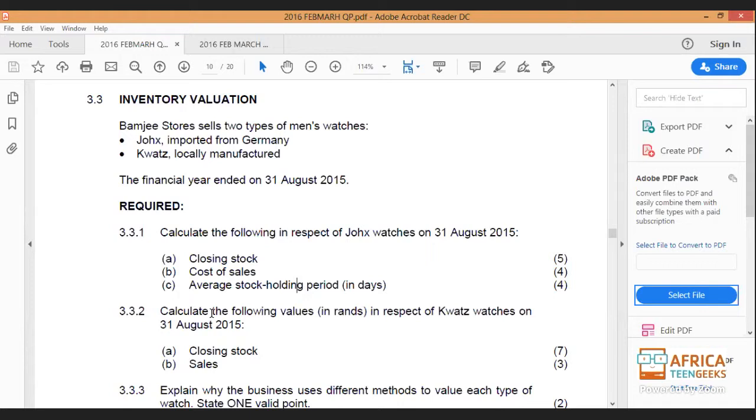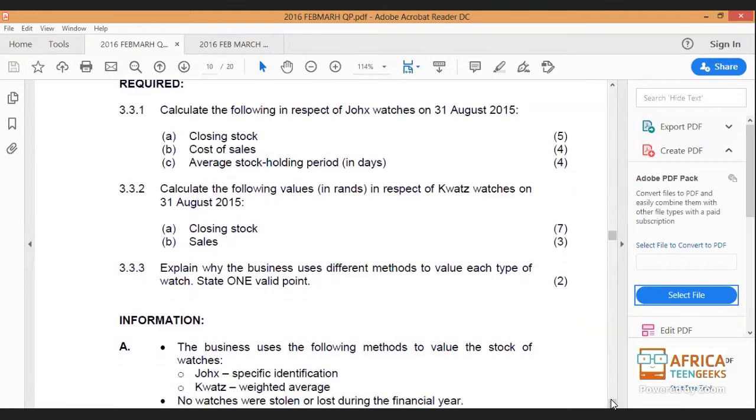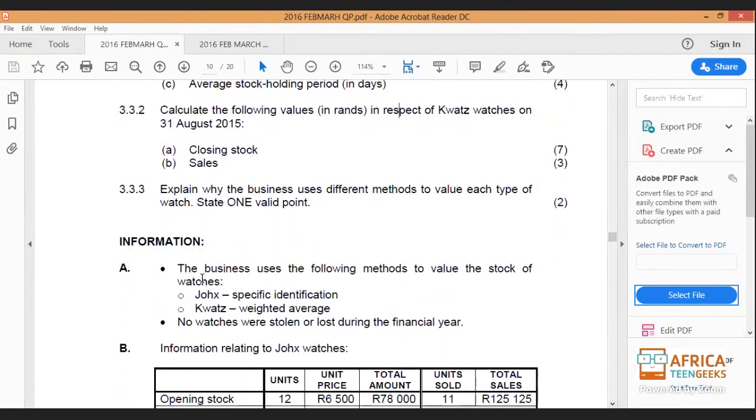Then 3.3.3, we must calculate the following values in respect of Quartz watches: the closing stock and sales, right? And 3.3.3, explain why the business uses different methods to value each type of watch. State one valid point. Okay, let's look at the information now, guys. Information A says the business uses the following methods to value the stock of the watches. For Jogs, we use the specific identification method. For Quartz, we're using the weighted average method. No watches were stolen or lost during the year.